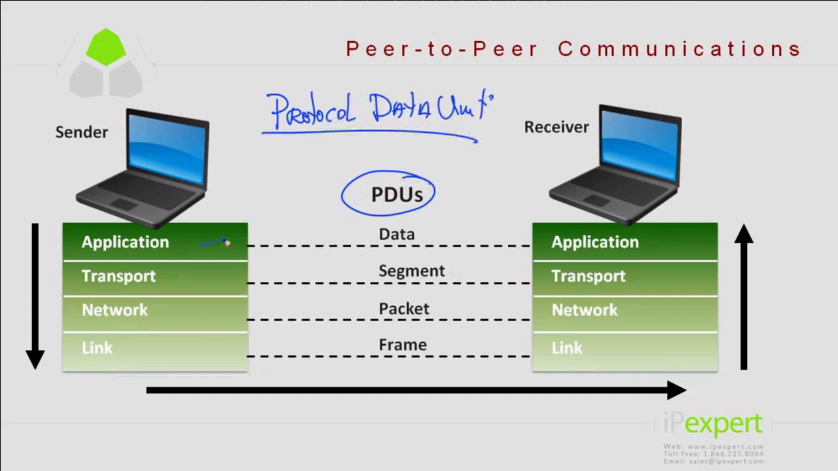So when it's application layer to application layer, it's called data. When it is transport to transport, like I said, it's called a segment. When it's network to network, we refer to it as a packet. And when it's link to link or network access to network access, it's called a frame. And that's very, very important.